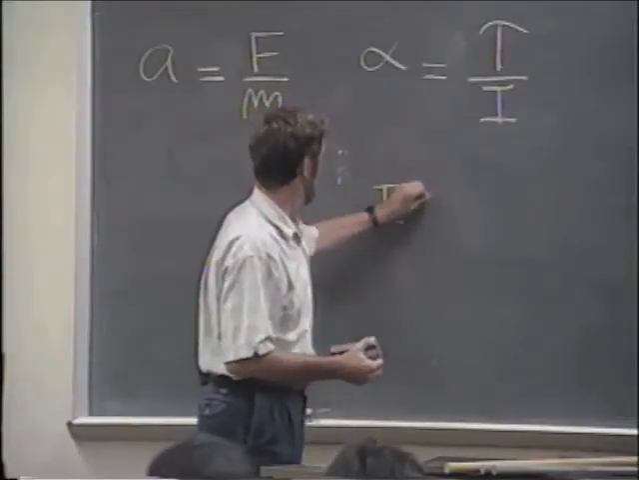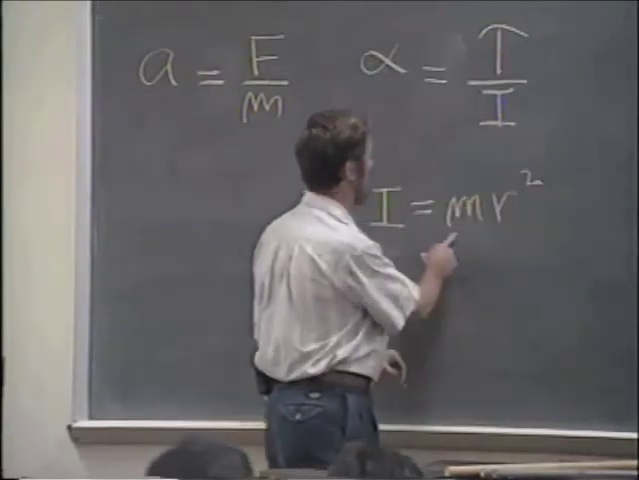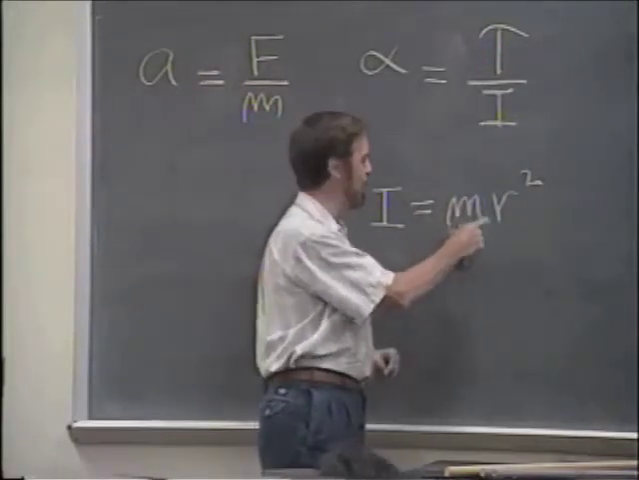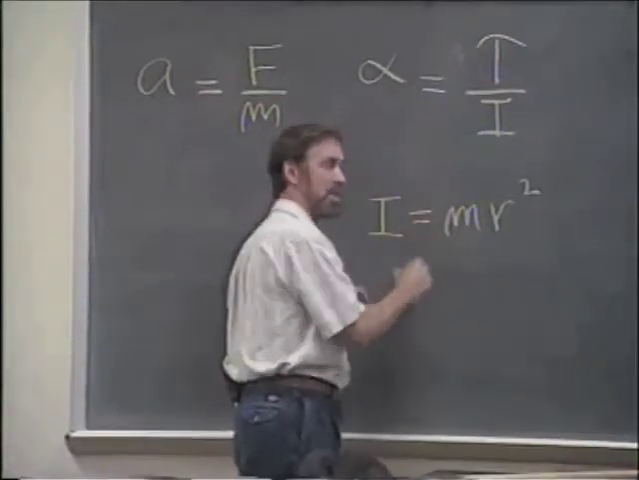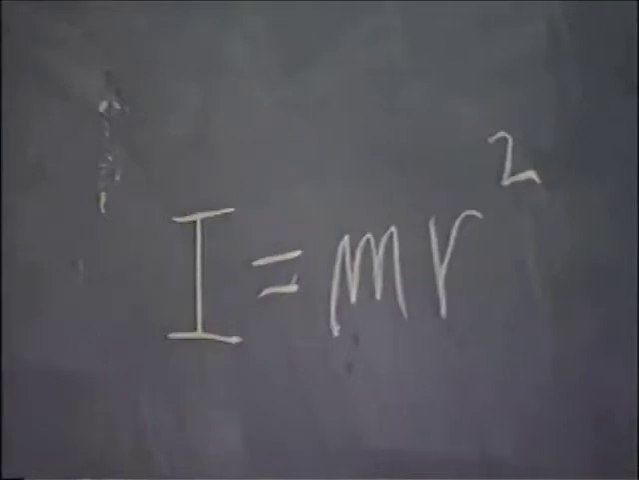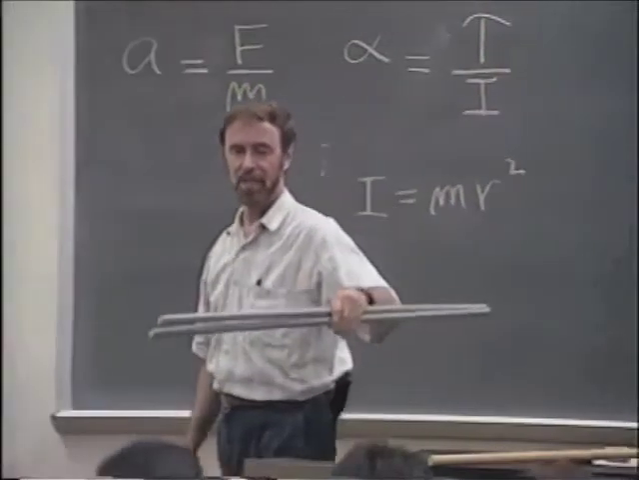Rotational inertia is mr squared, the mass multiplied by the distance from the rotational axis, when the mass is localized. Ordinarily, for different shapes, it's a more complicated equation, and we won't get into that. But I can kind of show you that with this idea.